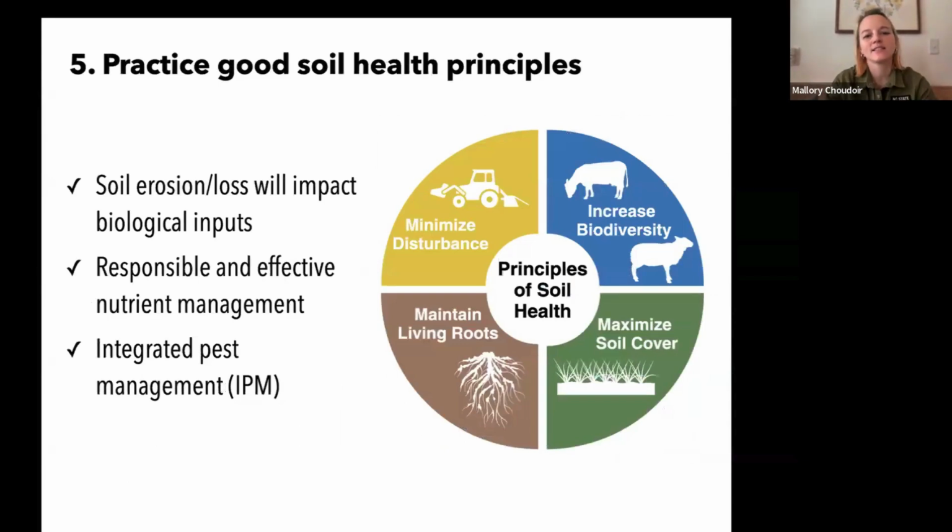And then finally, this inclusion of biostimulants needs to take place as you are practicing good soil health principles, right? So this will only increase the beneficial outcomes of practicing all of these other principles that are minimizing soil erosion and loss. We want to think about responsible and effective nutrient management. And then finally, the best use for these products is in integrated pest management, including different cultural practices, rotations, and considering all of the other strategies for minimizing disease.